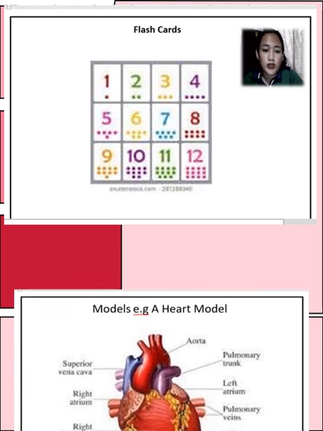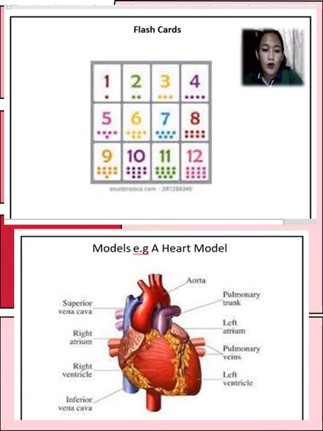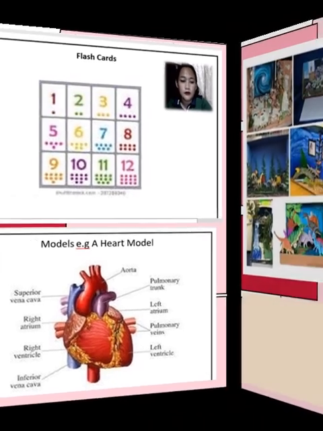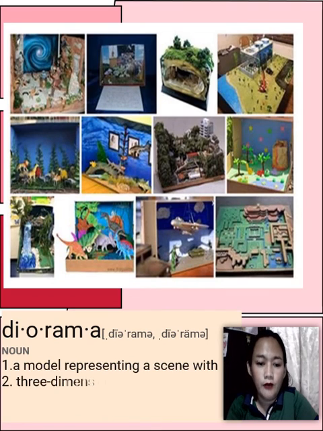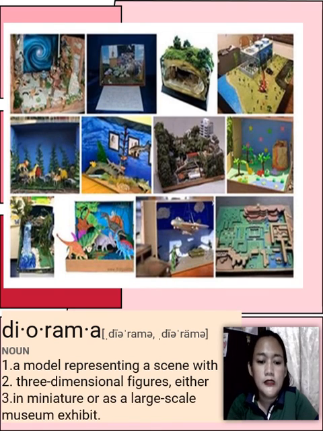Above are flashcards and below is a model, for example, a heart model. These are examples of diorama. A diorama is a model representing a scene with three-dimensional figures, either in miniature or as a large-scale museum exhibit.